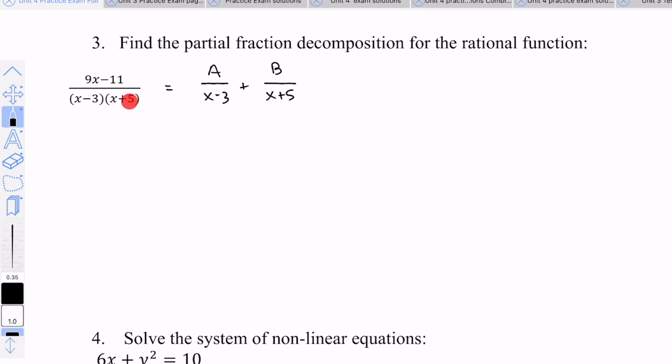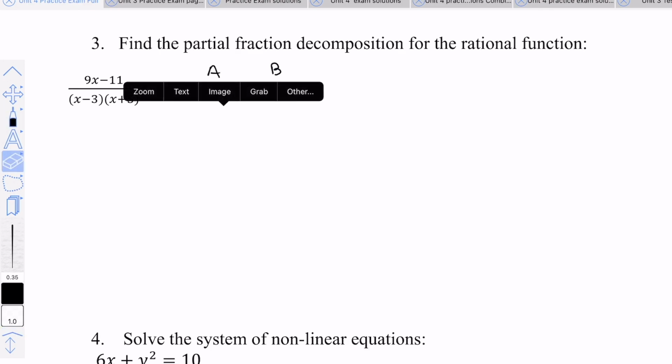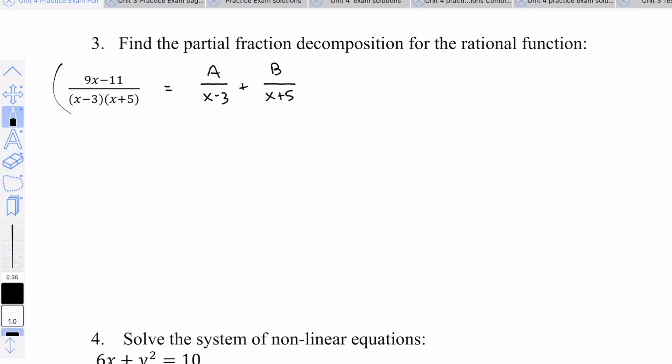And just remember, sometimes, matter of fact, more often than not, the denominator is not already factored. So you may have to factor the denominator first to determine the number of factors, which will tell you how many partial fractions there are going to be. Okay, step 2 is we want to create an equation that does not have any fractions. So we're going to multiply both sides by the lowest common denominator, which is x minus 3 times x plus 5.